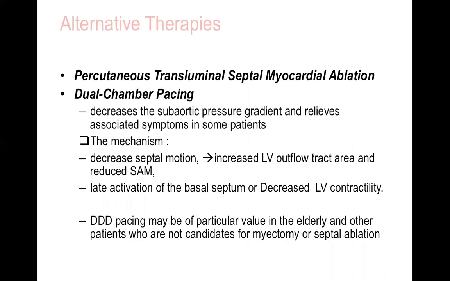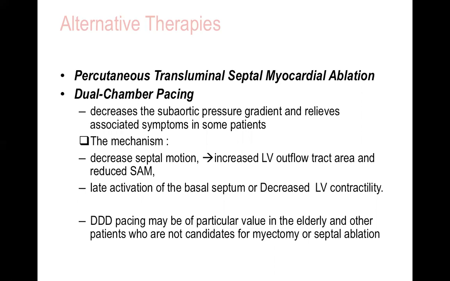The alternative therapies are alcohol septal ablation, as we mentioned before, or dual chamber pacing, which decreases the subaortic pressure gradient and relieves associated symptoms in some patients. The mechanism is to decrease the septal motion, increase the LVOT area and decrease the SAM, or the late activation of the basal septum and decrease the LV contractility. DDD mode is usually valuable in elderly patients and other patients who are not candidates for the other septal reduction therapy.